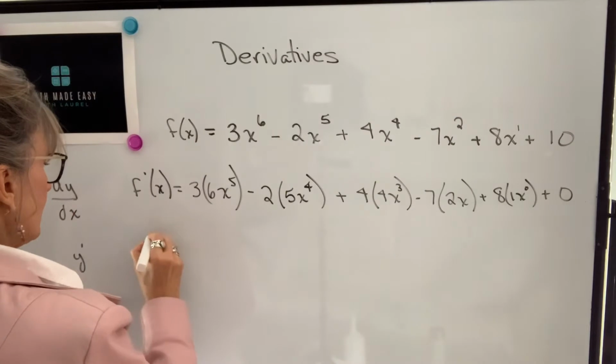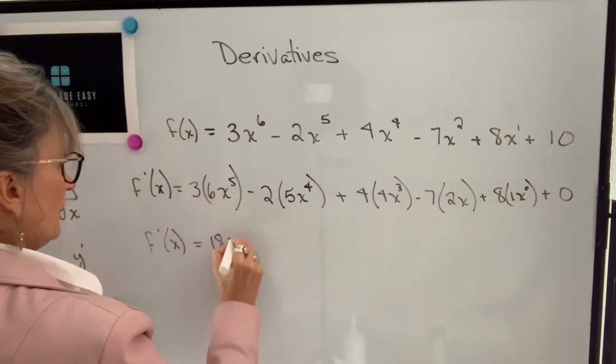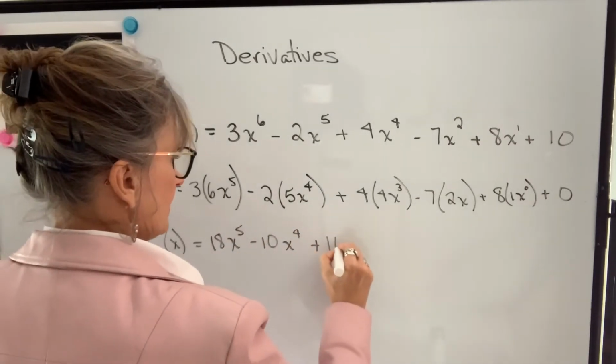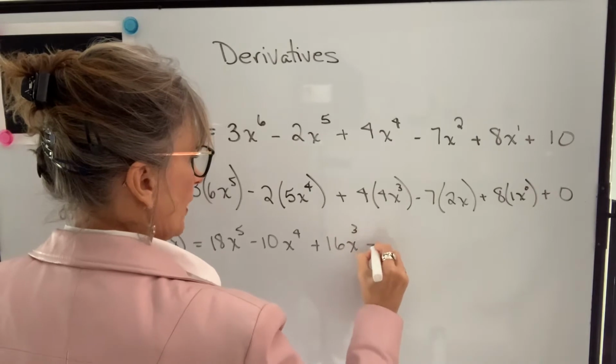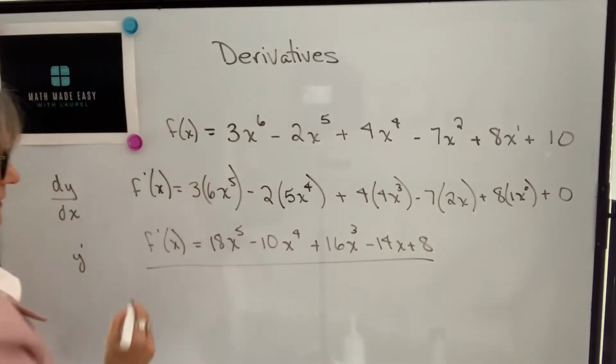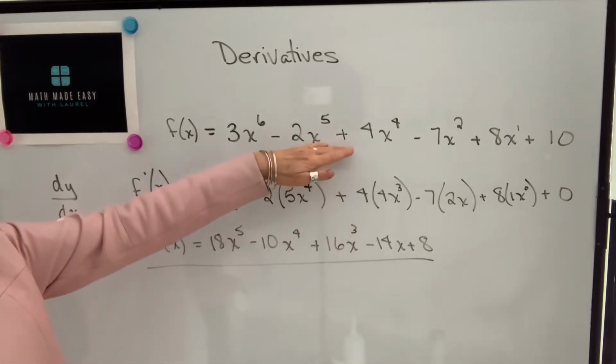And now we just clean this up and we're done. So we'll have 18x to the 5th minus 10x to the 4th plus 16x cubed minus 14x plus 8. That is the derivative of this function. This is the instantaneous rate of change of this function.